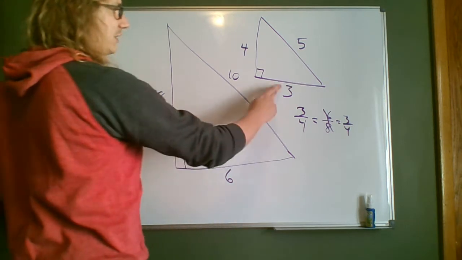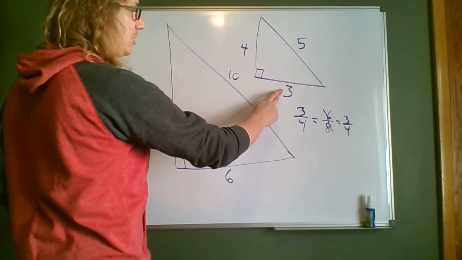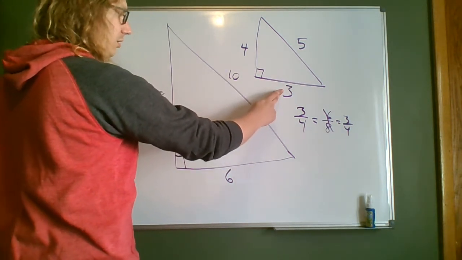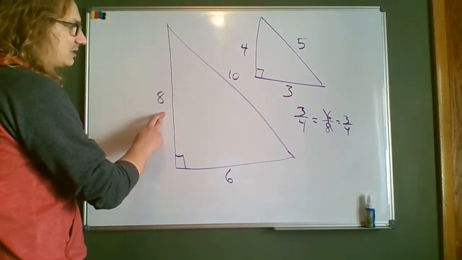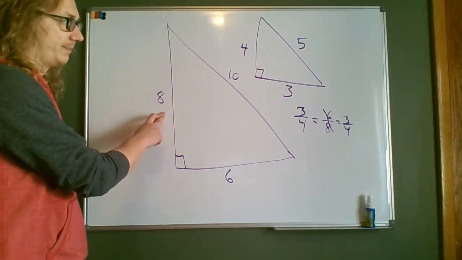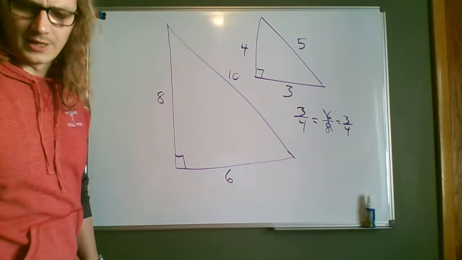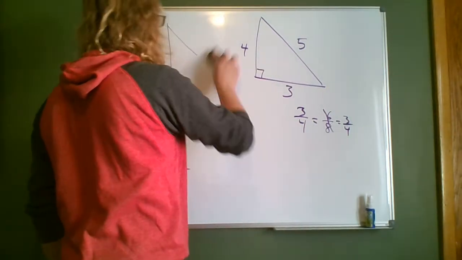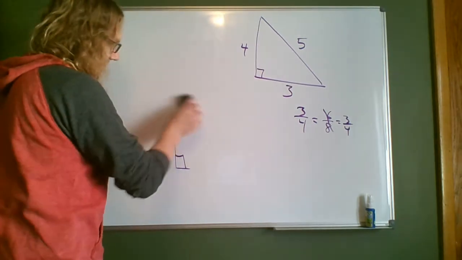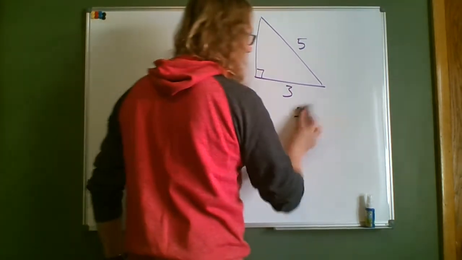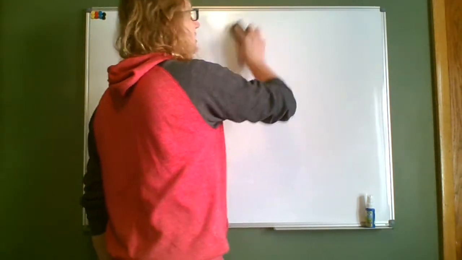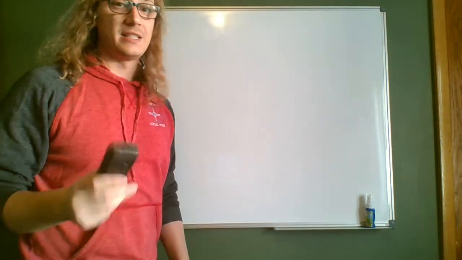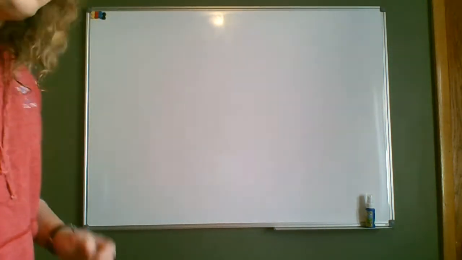So what I did to go from 3 to 4 is multiply by 1 1/3. Over here, to go from 6 to 8, I multiplied by 1 1/3, which I think you'll see if I make up some different numbers. So that's what we're looking at today, is comparing the sides of the triangle inside of itself, which will be especially useful when we get to some trig stuff.